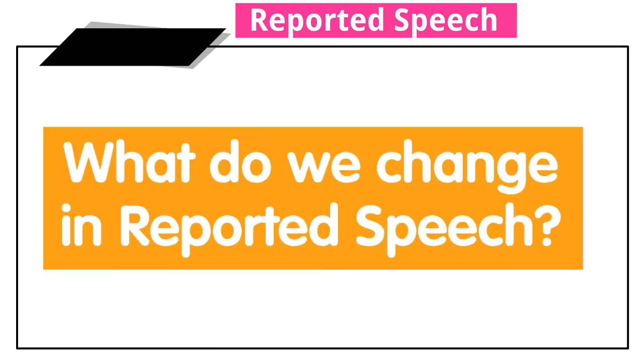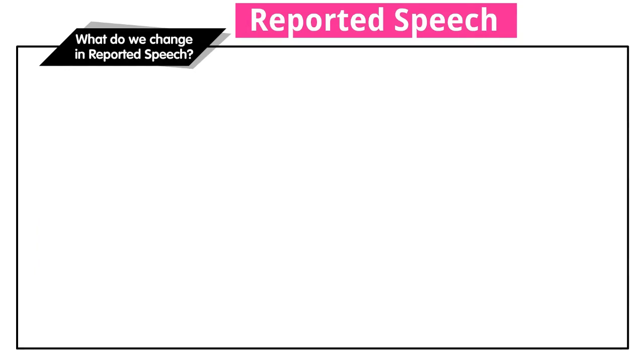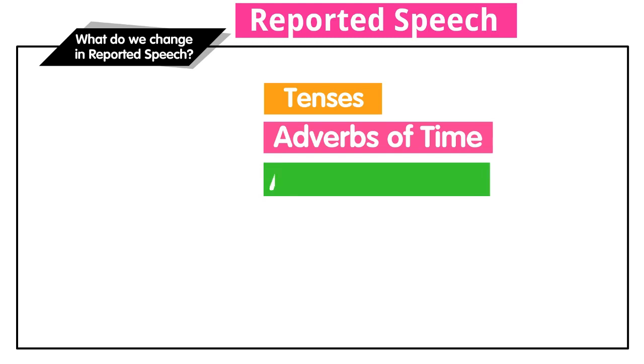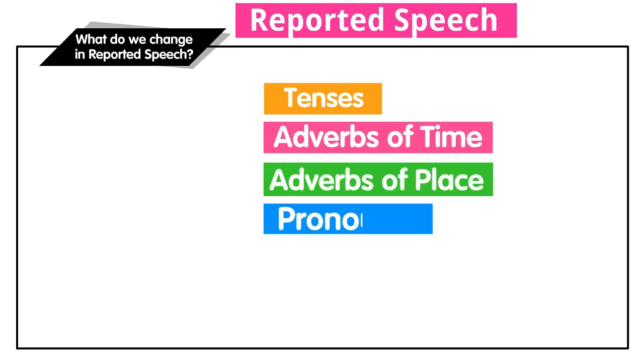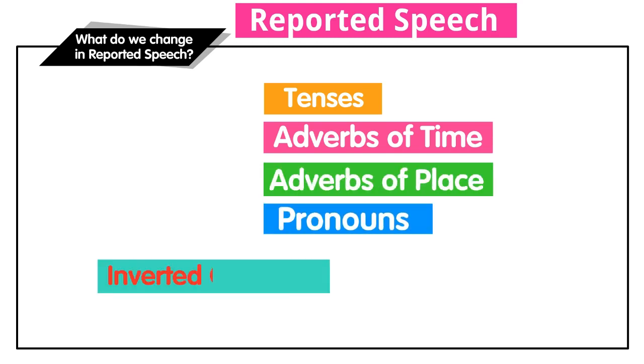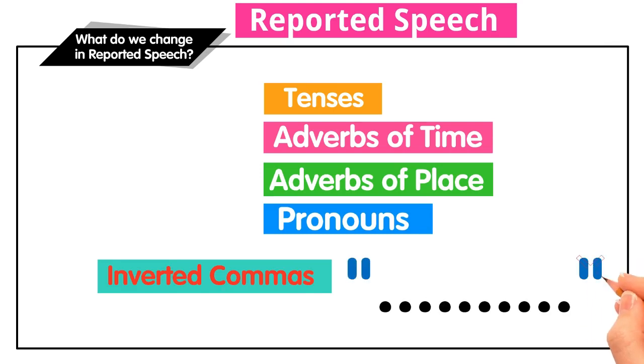What do we change in reported speech? In reported speech, we change a lot of things. For example, we change tenses, we change adverbs of time, we change adverbs of place, and we also change pronouns. Inverted commas, we don't change them, we delete or remove them.